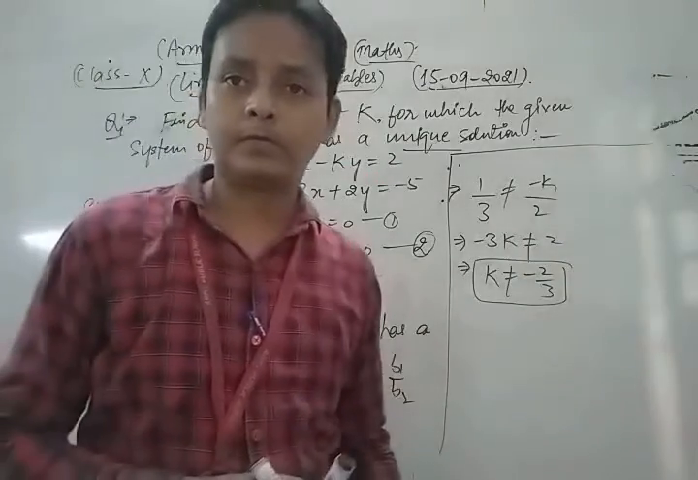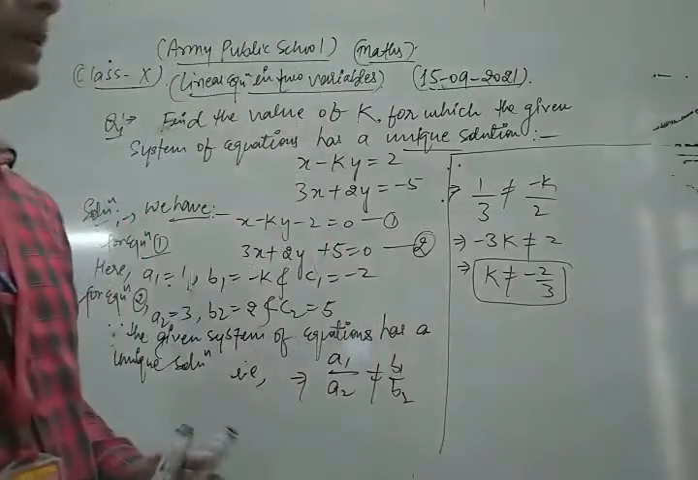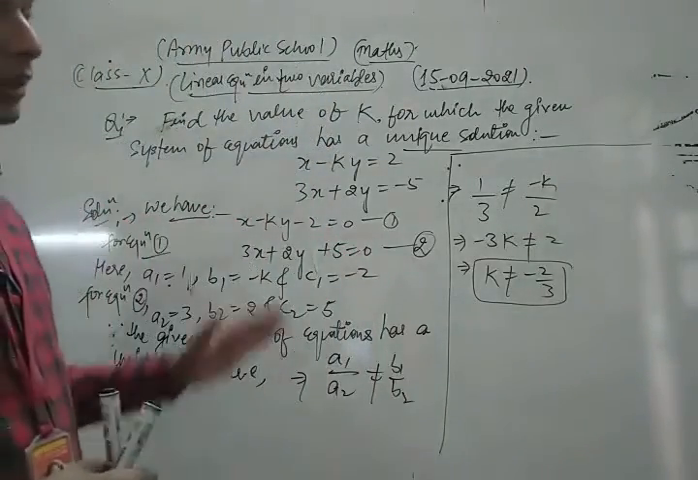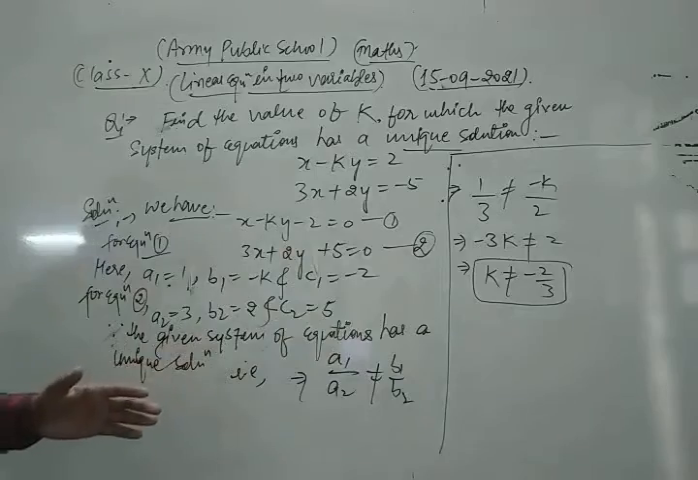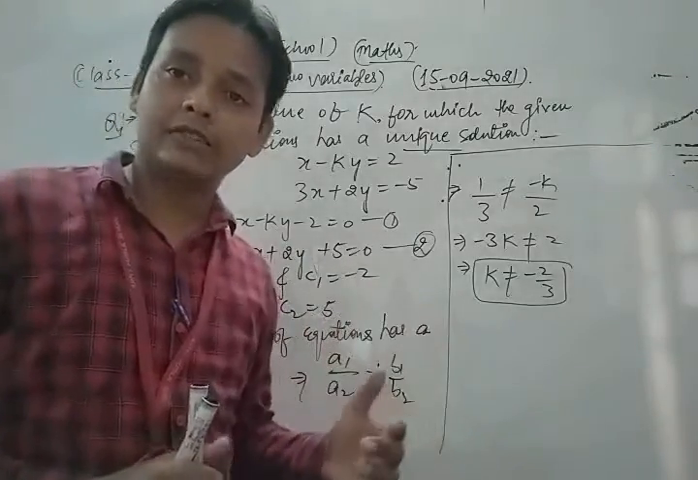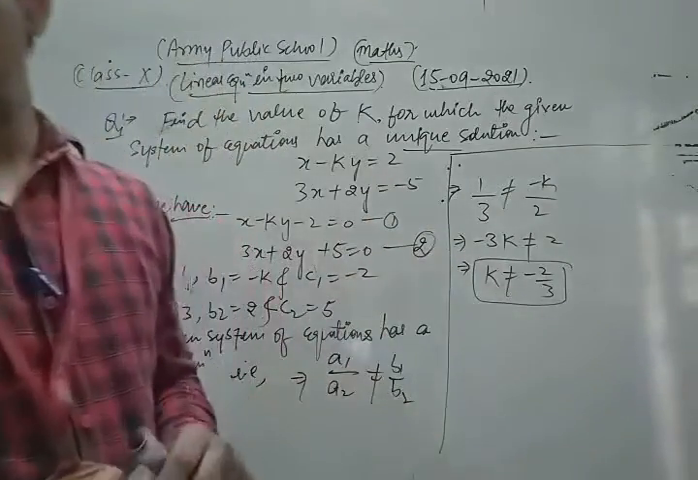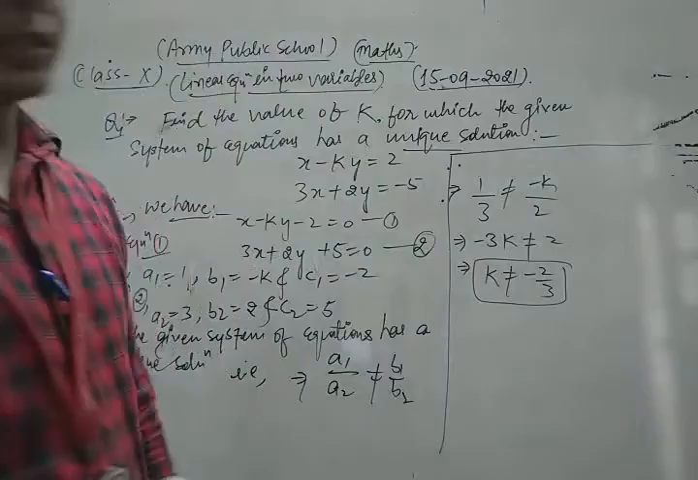It means that k can take any value except minus 2 by 3. Thus, we can say that, dear friends, the given system of equations will have a unique solution for all the real values of k other than minus 2 by 3.